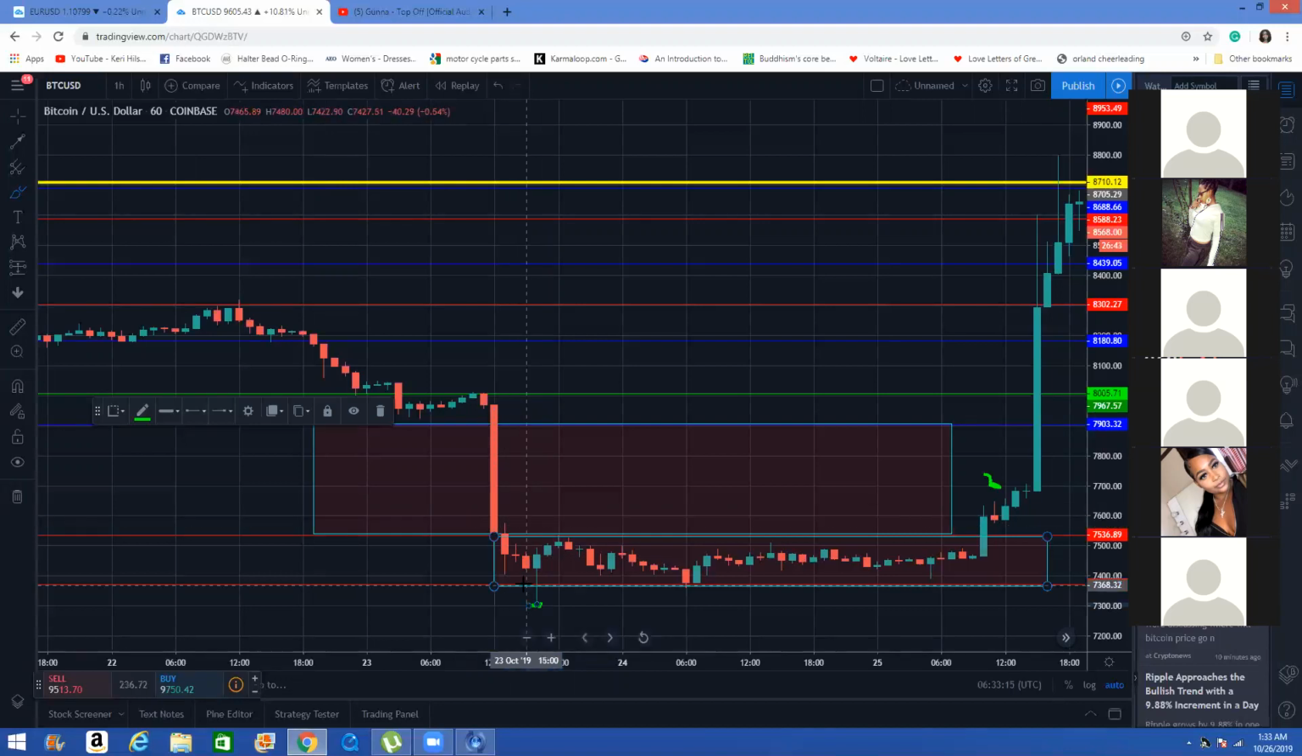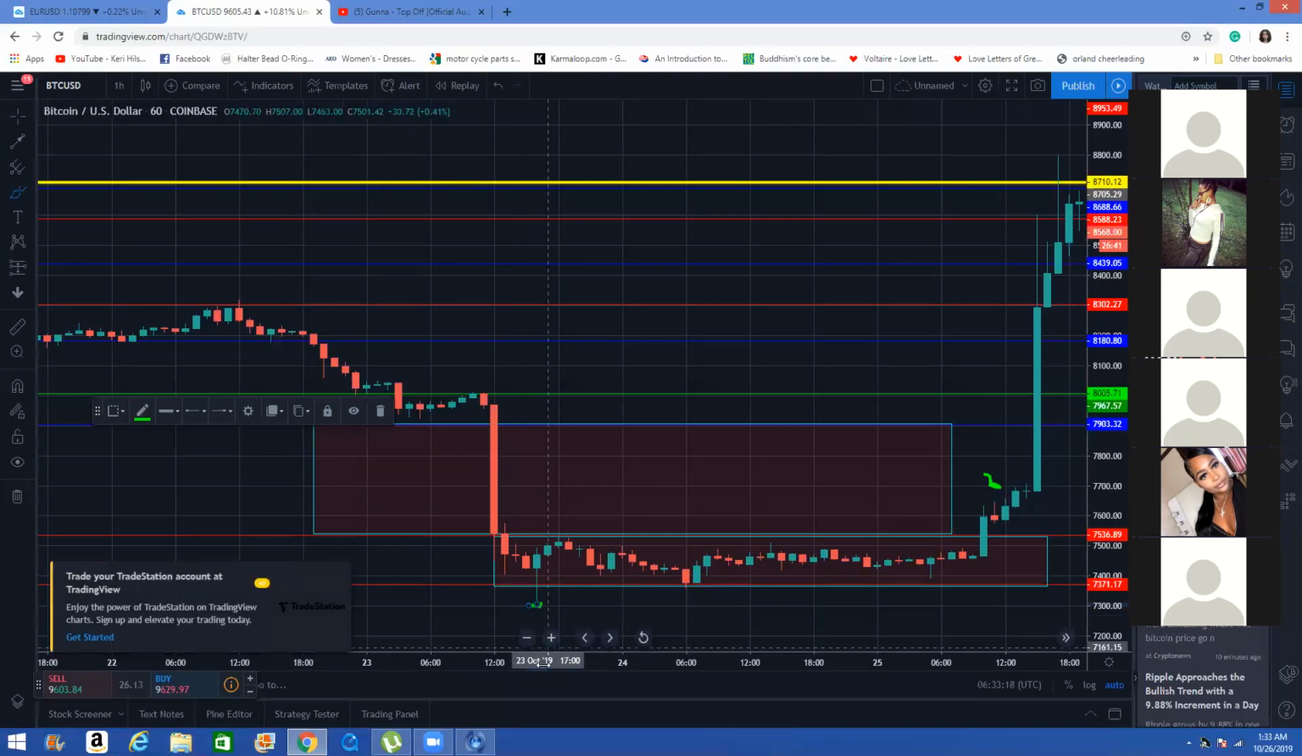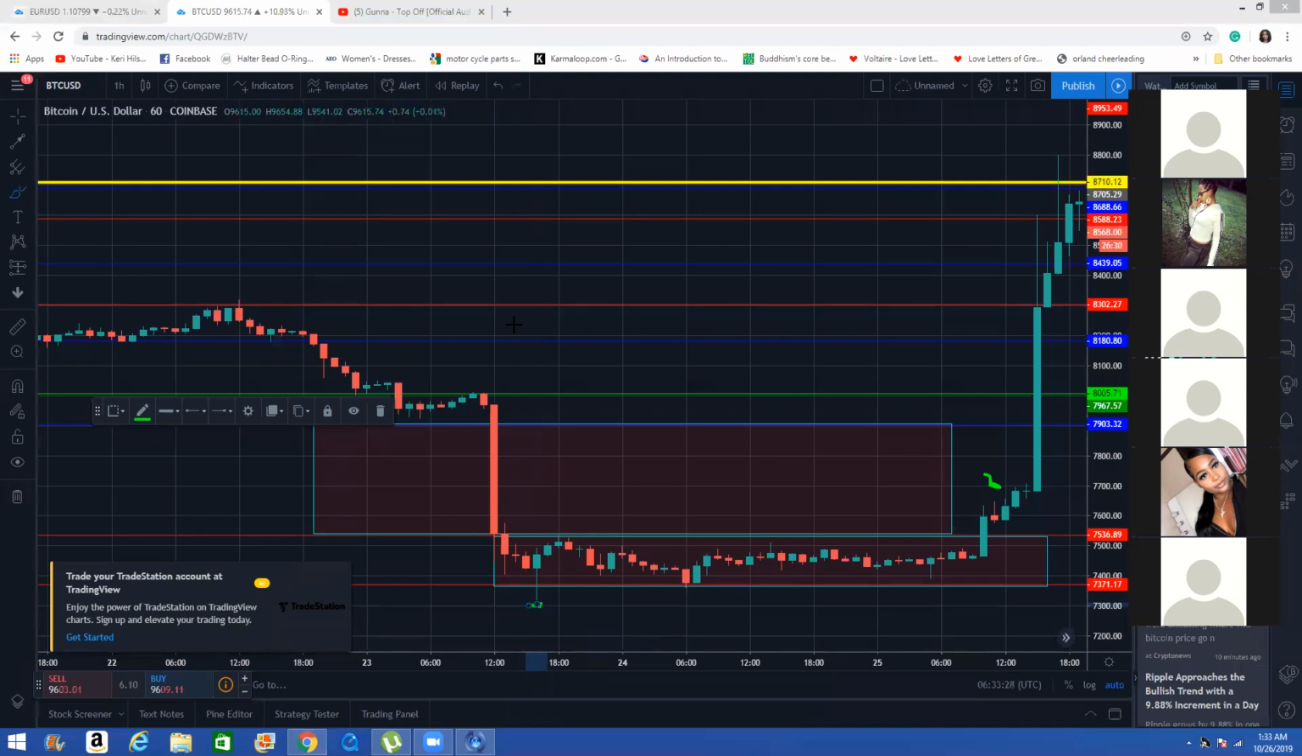And then once it broke that and made that move, you would get put into that trade. But if you don't, then it doesn't happen like that. All right, so just make sure that y'all are being very cognizant of those things.